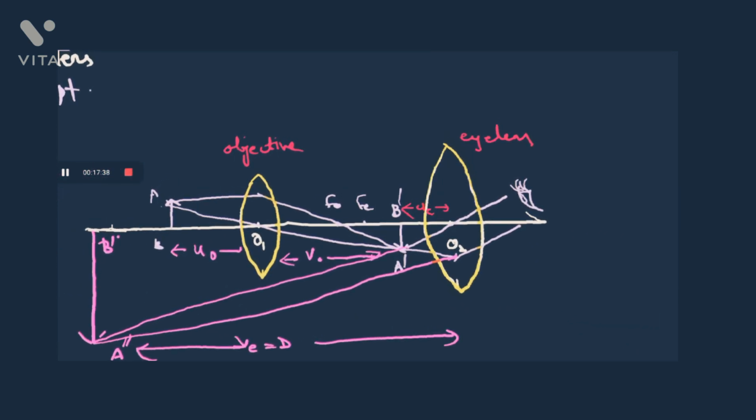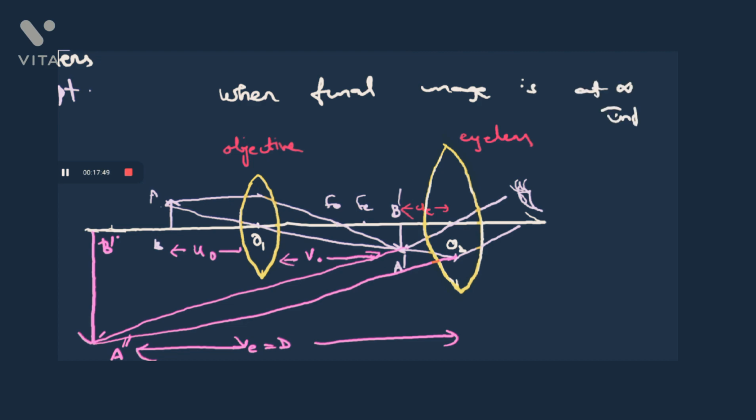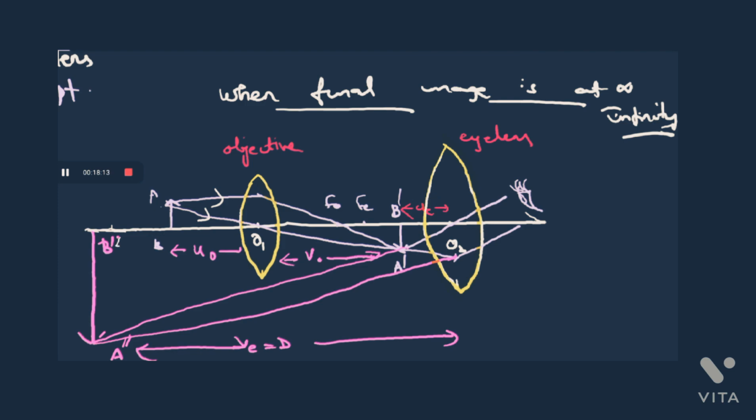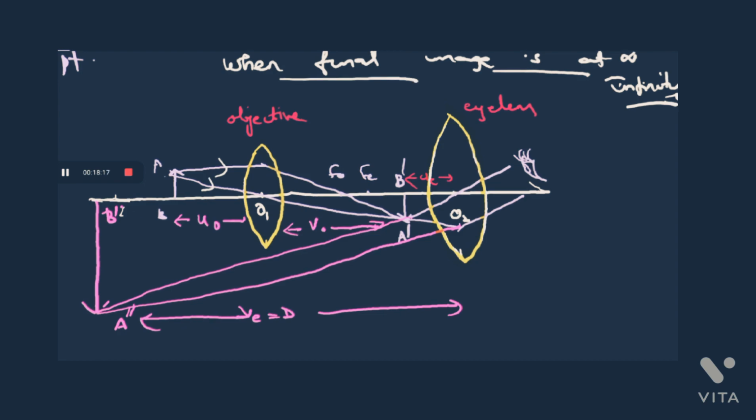Here we have one more case, when the final image is at infinity. There are two possibilities here. With the same diagram, AB is placed, you apply the rules, parallel and passing through the optic center, and it forms an image B dash A dash, which acts like an object, and it forms a final image at B double dash A double dash. So for the final image, V is equal to capital D.